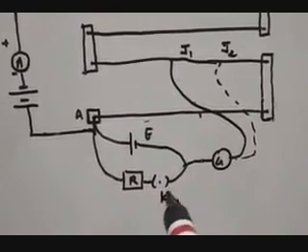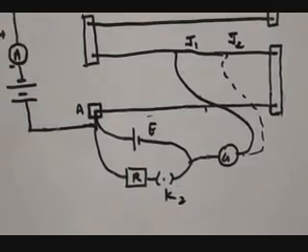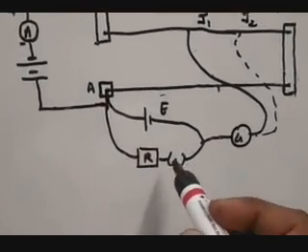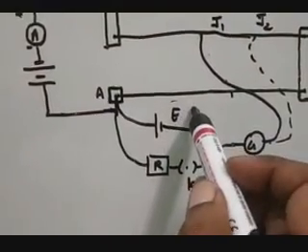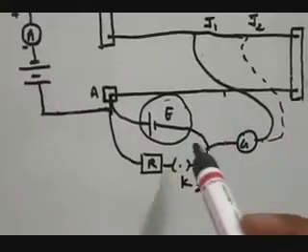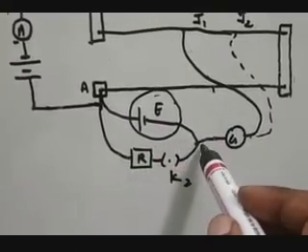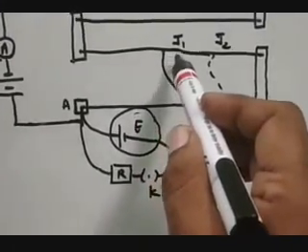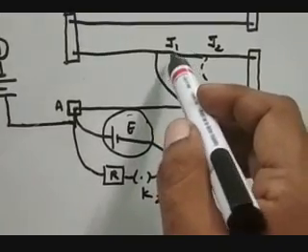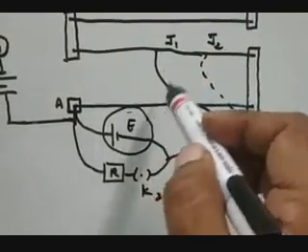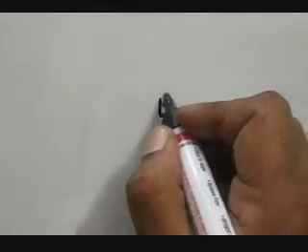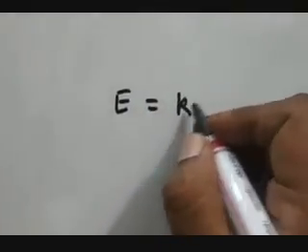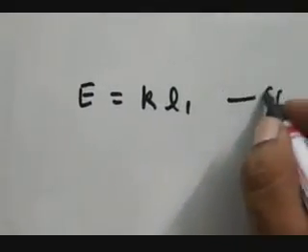Now this is the galvanometer. When it is open, plug is not inserted, then we can see that only the EMF of the cell will be balanced, and suppose it is balanced on potentiometer wire at J1, and suppose the length is L1. So in that case we can say E is equal to KL1.